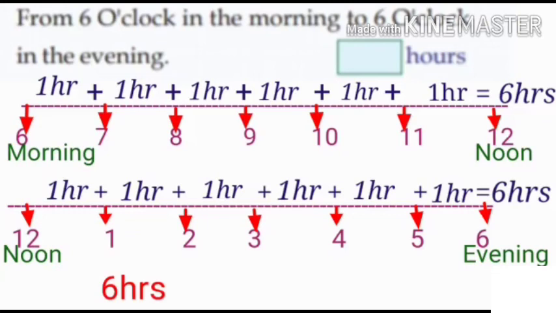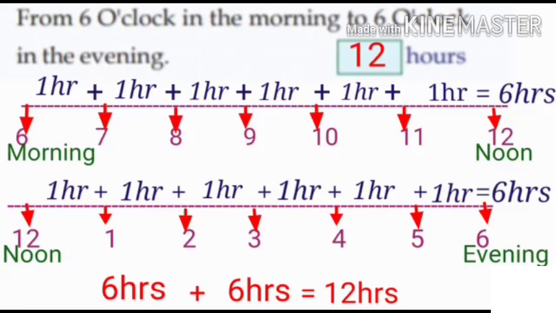From 12 noon to 6 o'clock in the evening, 6 hours. Total 6 hours plus 6 hours is equal to 12 hours. So from 6 o'clock in the morning to 6 o'clock in the evening is 12 hours.